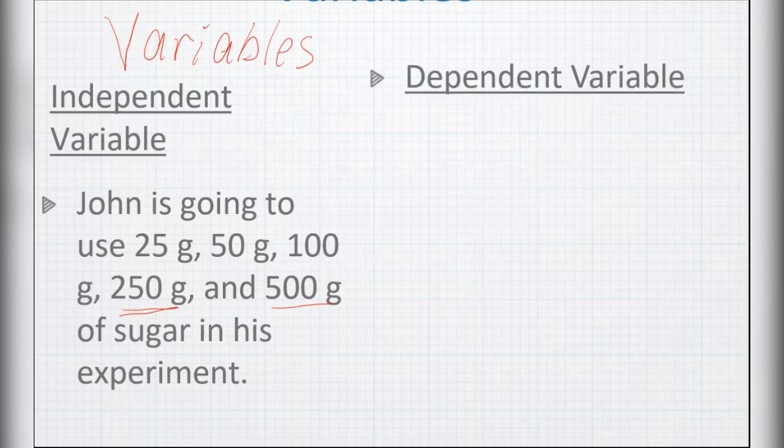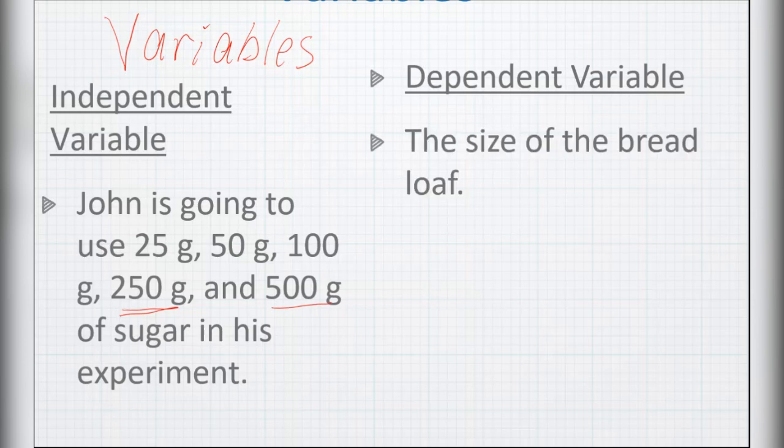Yes, dependent variable. The dependent variable is the one John cannot change, but that variable depends on the independent variable, on this amount of sugar. What is that dependent variable? What he wants to see? The size of the loaf of bread, size of the bread loaf. The size of the bread loaf depends on the amount of sugar.